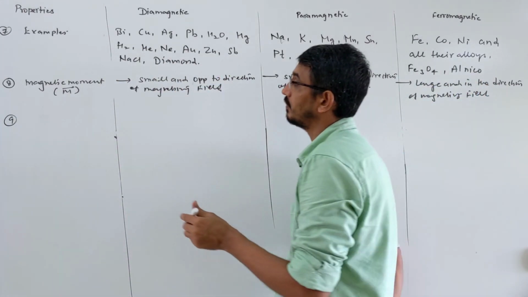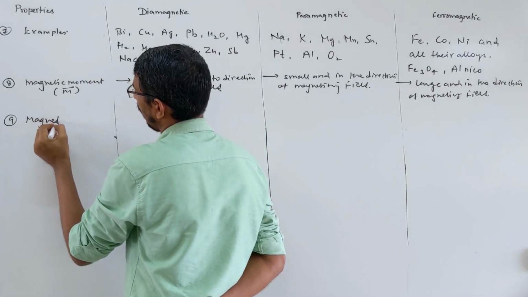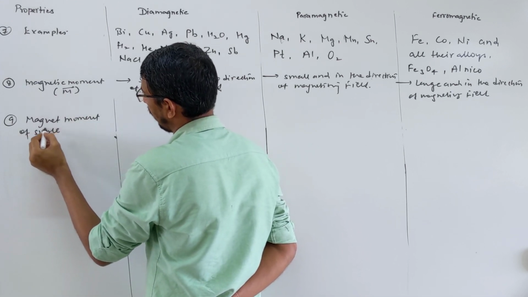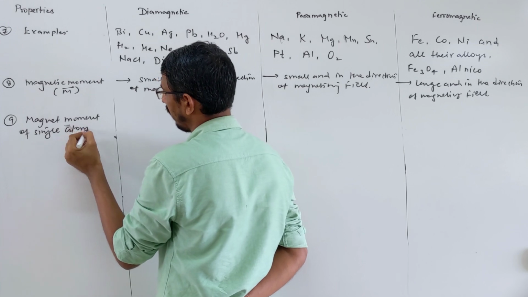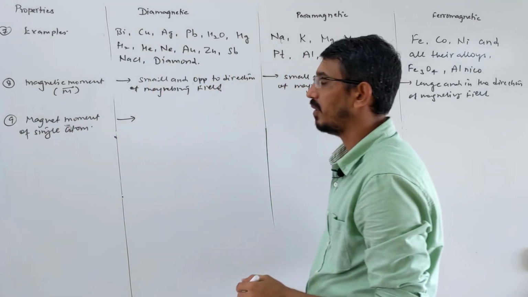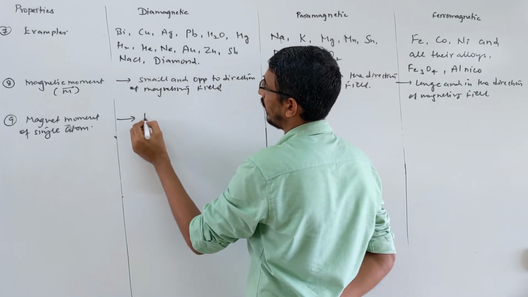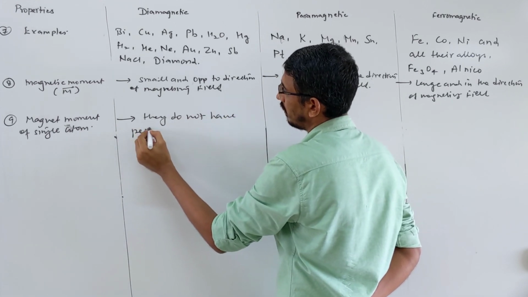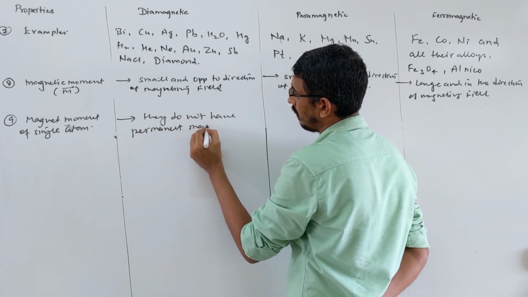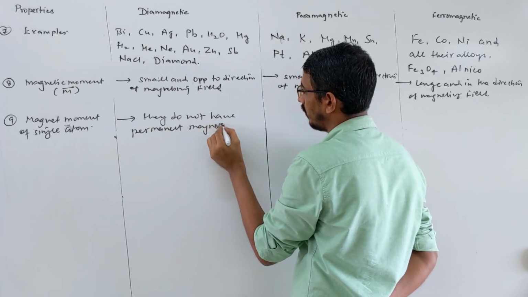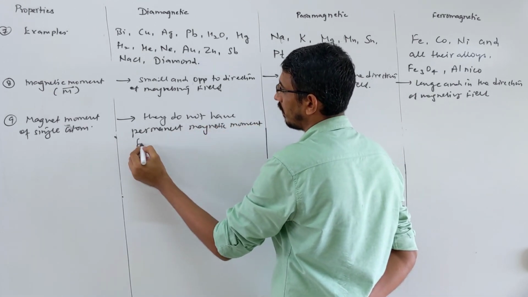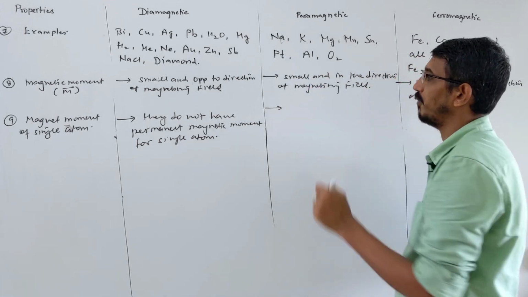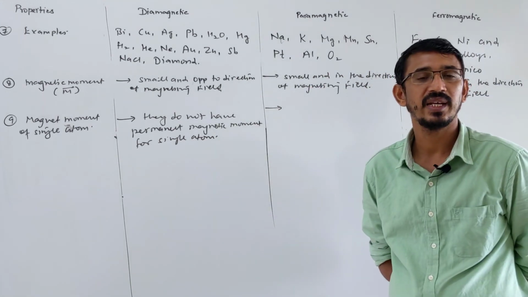Next, they ask a small question: what is the magnetic moment of a single atom? If you have a single atom, then what is the magnetic moment? These guys do not have any magnetic moment for a single atom. I'm writing here, they do not have a permanent magnetic moment for a single atom. These guys have a permanent magnetic moment, but they are randomly oriented.